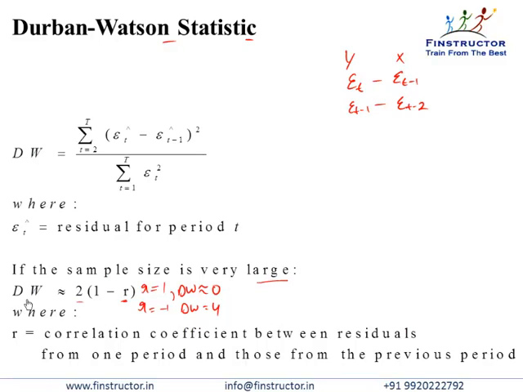So for the Durbin-Watson statistic, any value close to 0 would indicate positive correlation. A value close to 4 would indicate negative correlation, where r is the correlation coefficient between the residuals from one period and those from the previous period. So I'm regressing this period's residuals with the previous period's residuals.